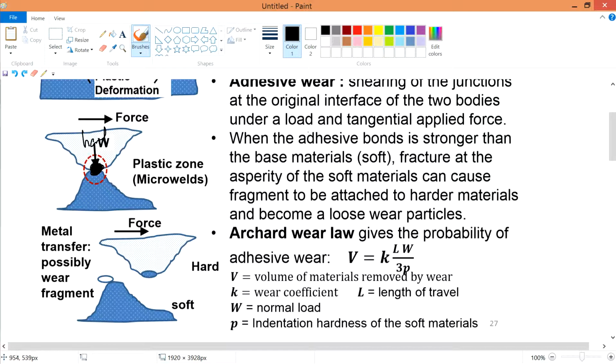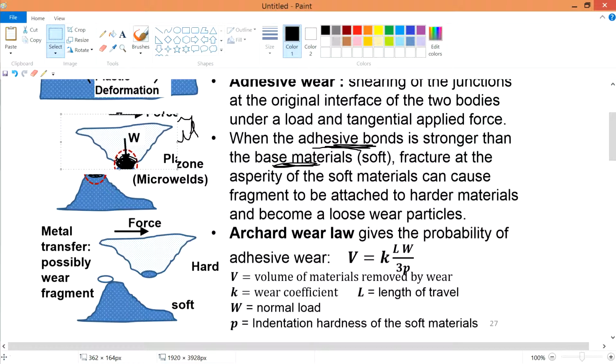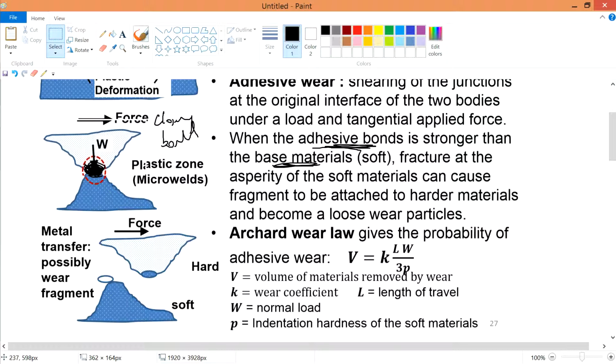To say it more properly, it is the adhesive bond. The hard and the soft material stick together so closely, or are bonded so powerfully, that if the adhesive bond between the hard and the soft material is stronger than the soft material itself, then you actually rip apart the soft material. This picture over here shows it very clearly, which is very good.